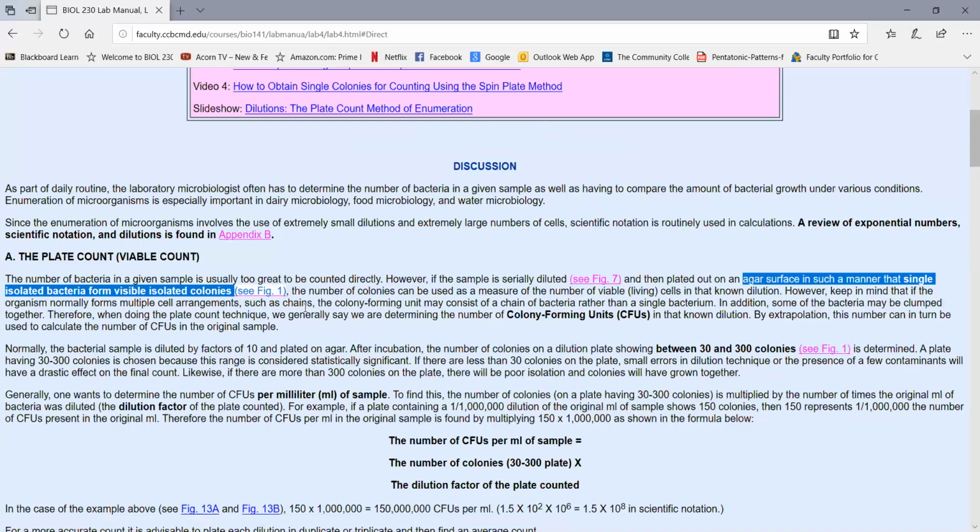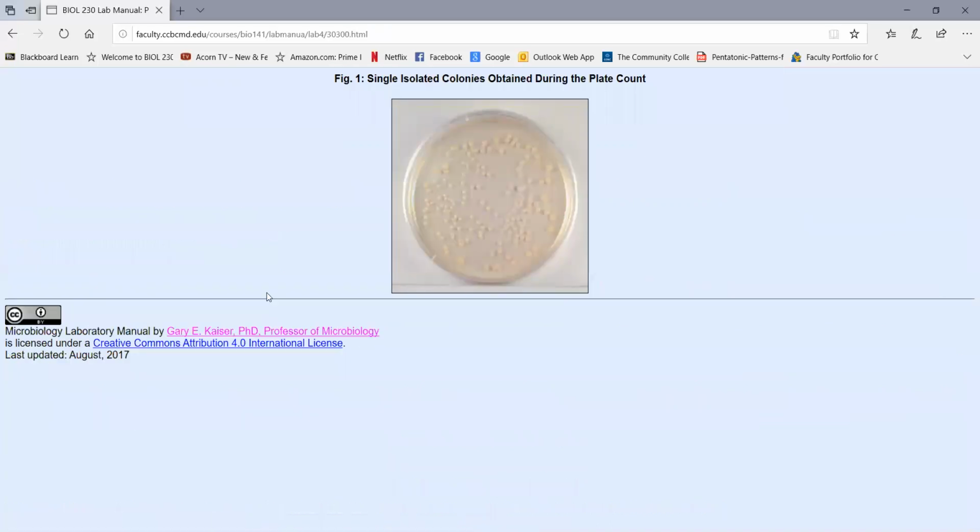So if we dilute the bacteria out far enough, and we use the spin plate method to plate them out on a Petri plate and separate the individual bacteria, we can, as we see in figure 1, count the colonies that form. And if we know how many times we diluted the bacteria to get to those number of colonies, we can find the number of bacteria in the original sample. But as we see, we're going to actually call this colony forming units in the original sample rather than bacteria. But it's called the plate count because we're counting colonies on a Petri plate rather than counting bacteria under a microscope.